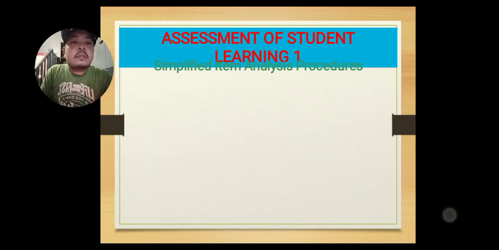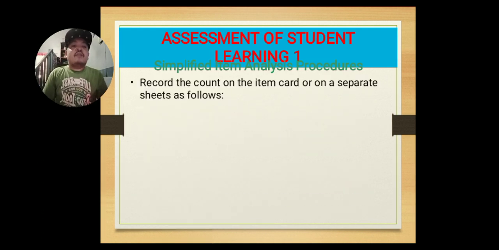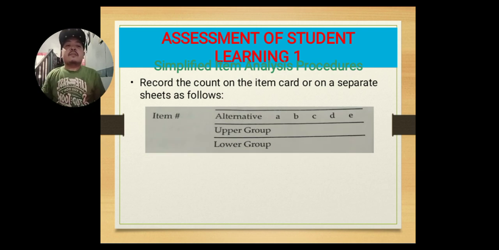Next we have, record the count of the item on a separate sheet as follows. So, i-record mo lang per item. This will be your guide. So, halimbawa, item number 1, you have your upper group and you have your lower group. A, B, C, D, E are the choices sa isang item. Okay? So, for example, upper group, ilan ang nagsagot ng A? Ilan ang nagsagot ng B? How many students got an answer C, D, and E? Ganon din sa lower group. How many answered A? Ilan ang sumagot sa B? Ilan ang sumagot sa C? Okay, so that will be your step number 6.